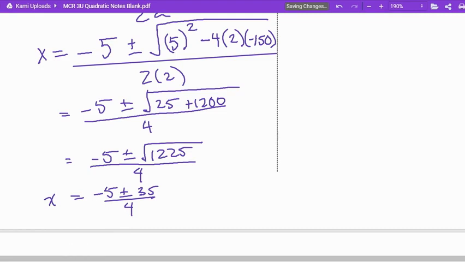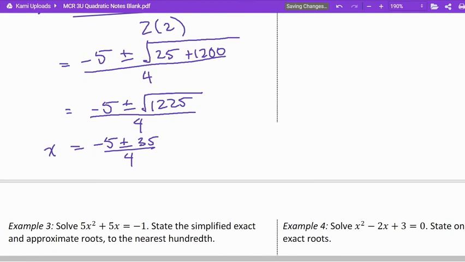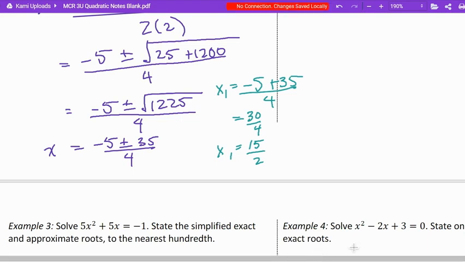Okay, but we're not done here. Because we don't have a radical, we can add the 35 and the 5, right? So x1 is going to be 5 plus 35 over 4. So that's 30 over 4, and I can reduce that to 15 over 2. So x1 is 15 over 2. And as the question said, leave it in fraction form. Do not write 7.5.